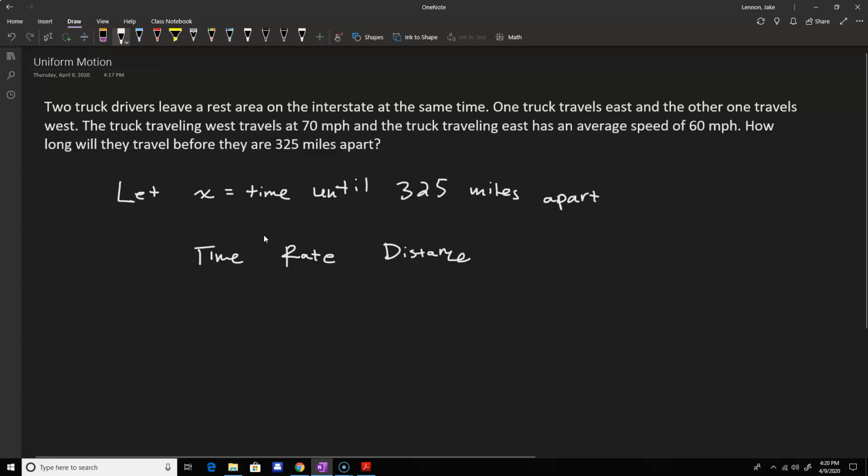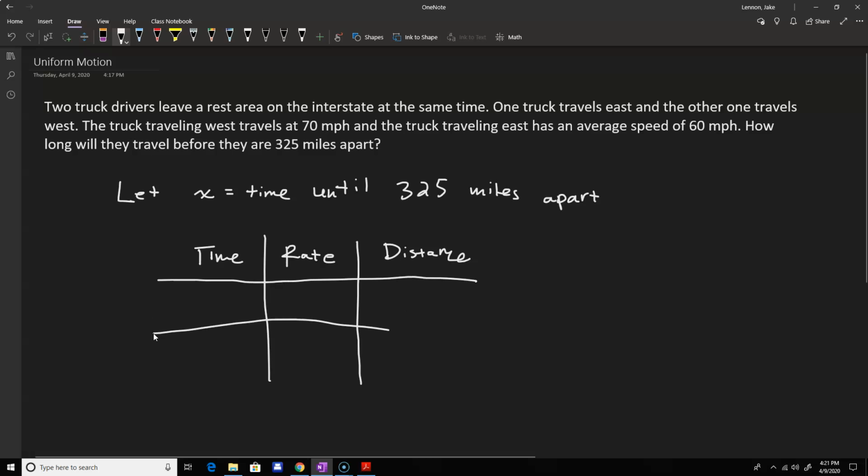So, let's call the trucks just trucks A and B. I mean, you could name them other things, or we could call them E and W for east and west. I suppose maybe that's a little easier to remember. So we have the eastbound truck and the westbound truck. So they're both traveling for x hours. The eastbound truck is traveling at an average rate of 60, the westbound at 70. And we know that the distance of the eastbound truck is 60 times x, the distance of the westbound truck is 70 times x.